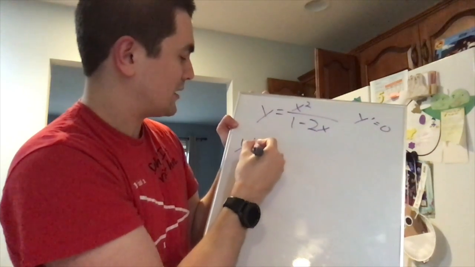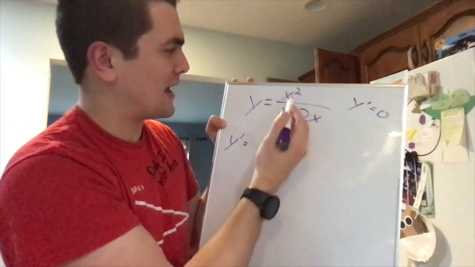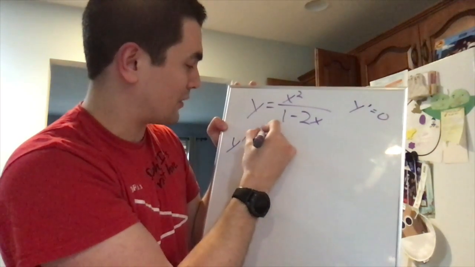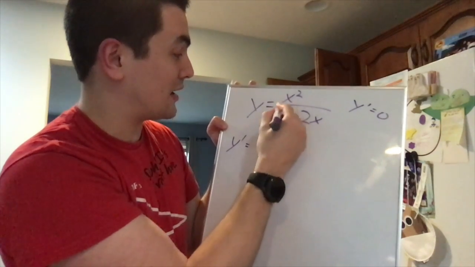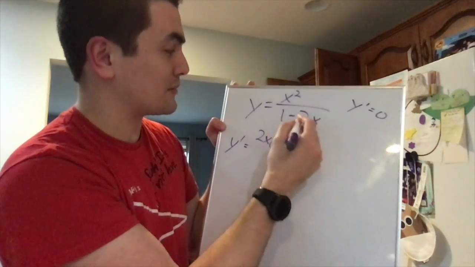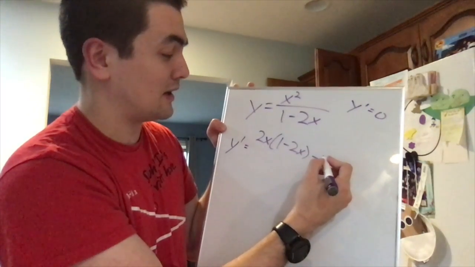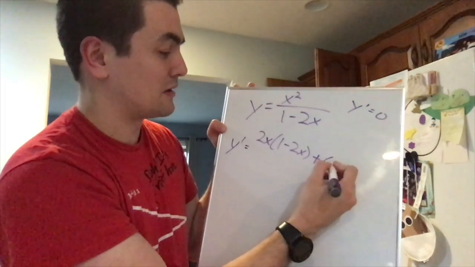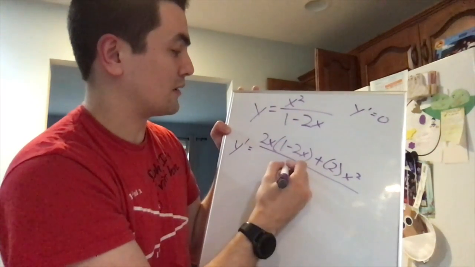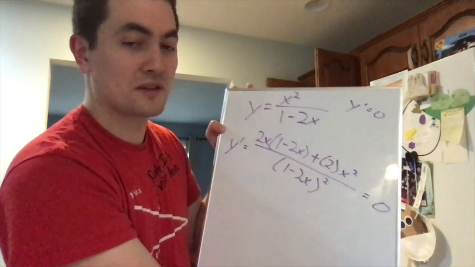Well, I have to use the quotient rule again. So the derivative of the top times the bottom. The derivative of x squared is just 2x, so I get 2x, and then I multiply it by the entire thing on the bottom, minus the derivative of the bottom times the top. The derivative of the bottom is, this turns into zero, and this turns into minus 2. So really, I could just change that to a plus 2, and then I just copy down the top, x squared, all over the bottom squared. And I have to set this whole thing equal to zero.